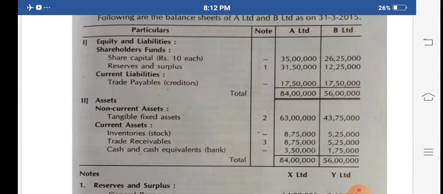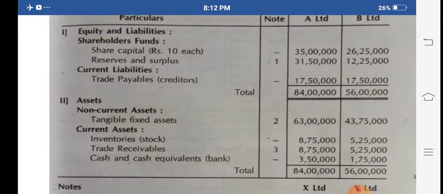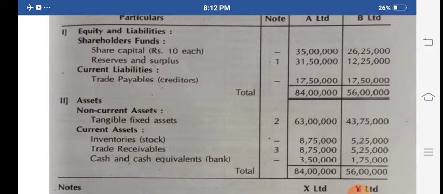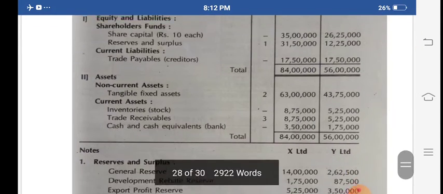If any one of the following rules is not satisfied, then it is the purchase method, with purchase consideration. Now see, this is the problem. One more problem is there, so now see the problem.